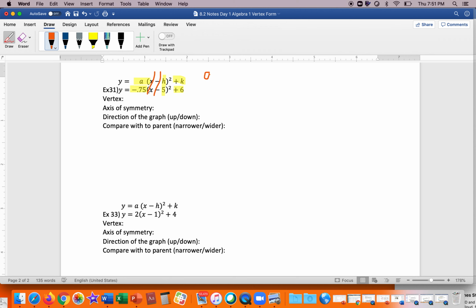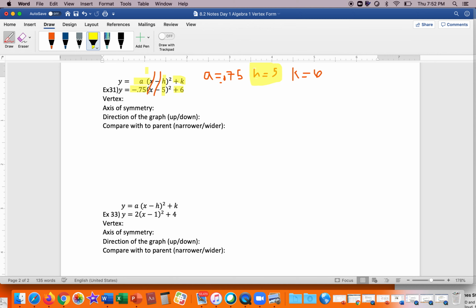So I'm going to write A is negative 0.75. I'm going to write that H is positive 5. And I'm going to write that K is positive 6. Just remember what I said before. The biggest mistake is that people mess up H sometimes.